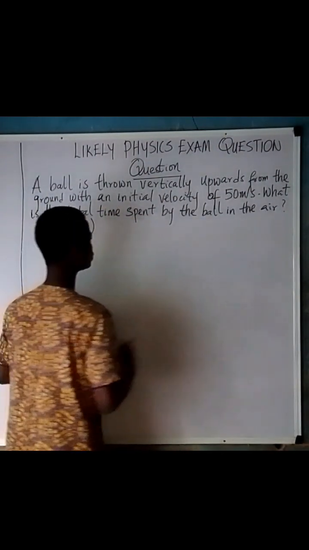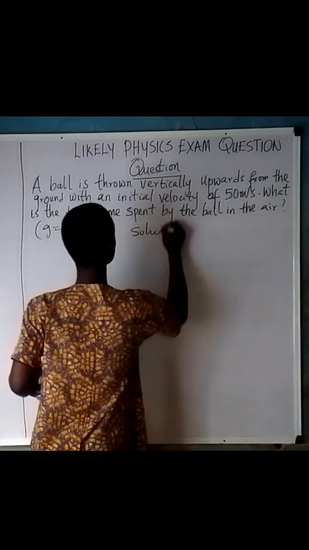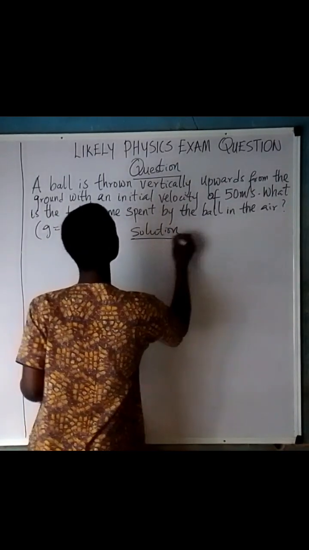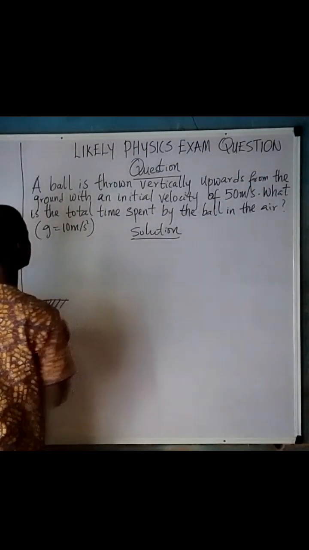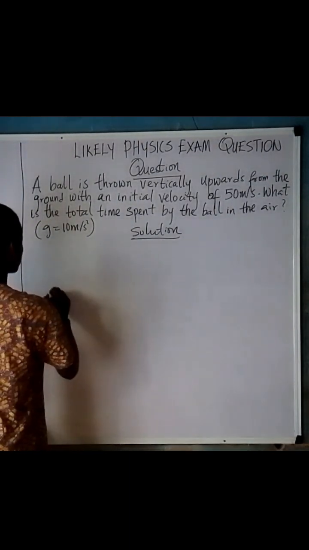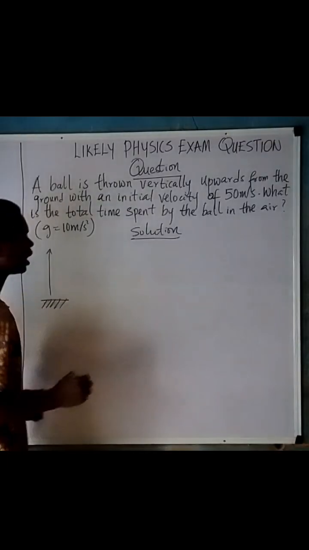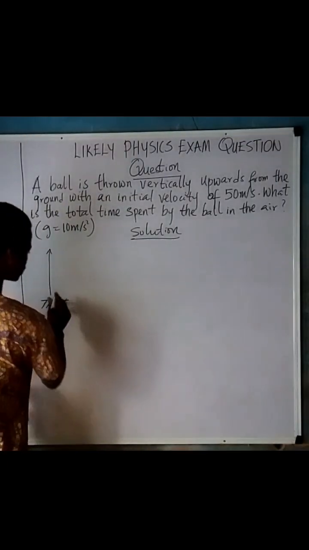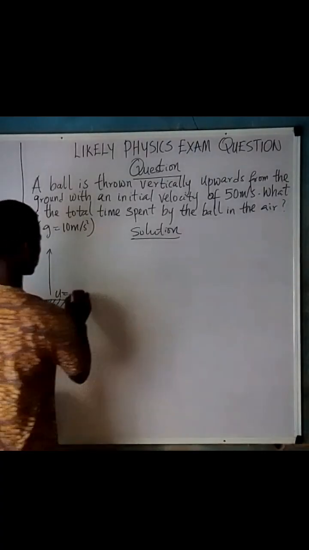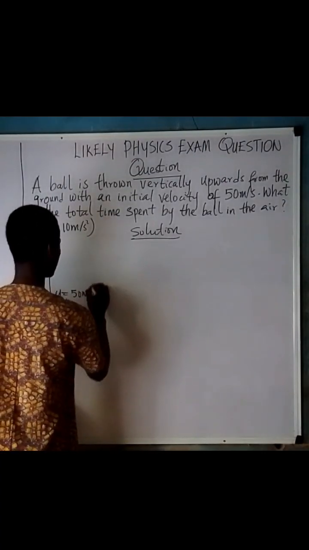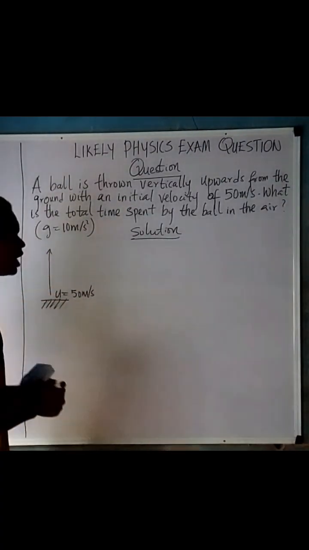So we say solution. Now I would like to make use of a diagram for this very question. Assume this is the ground level. The ball was thrown vertically upward with an initial velocity. So initially when the ball was thrown, the initial velocity was 50 meters per second. That is all they gave.